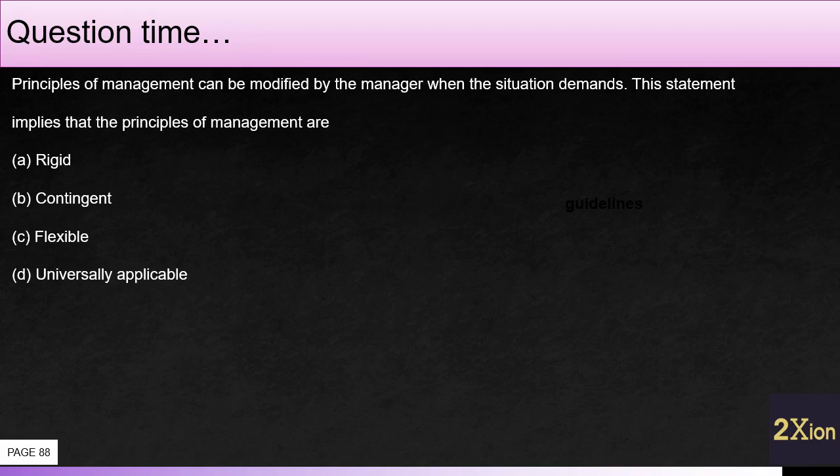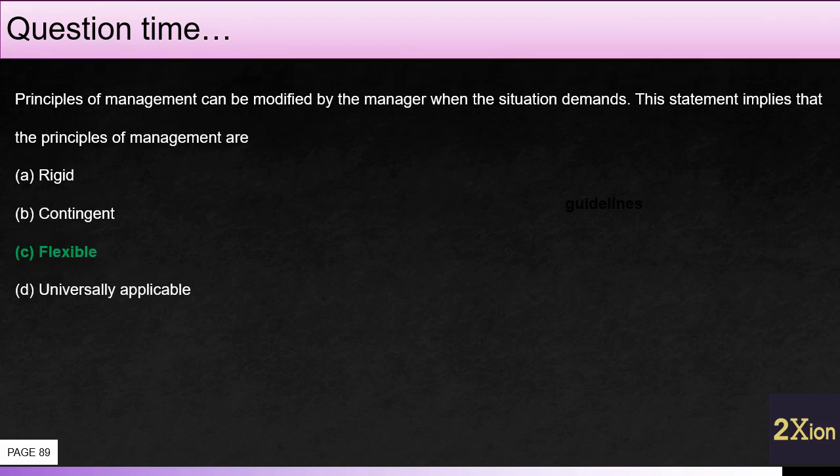Principles of management can be modified by the manager when the situation demands. This statement implies that the principles of management are rigid, contingent, flexible, or universally applicable. What could it be? So the answer is flexible, because it can be modified by the manager under different circumstances.